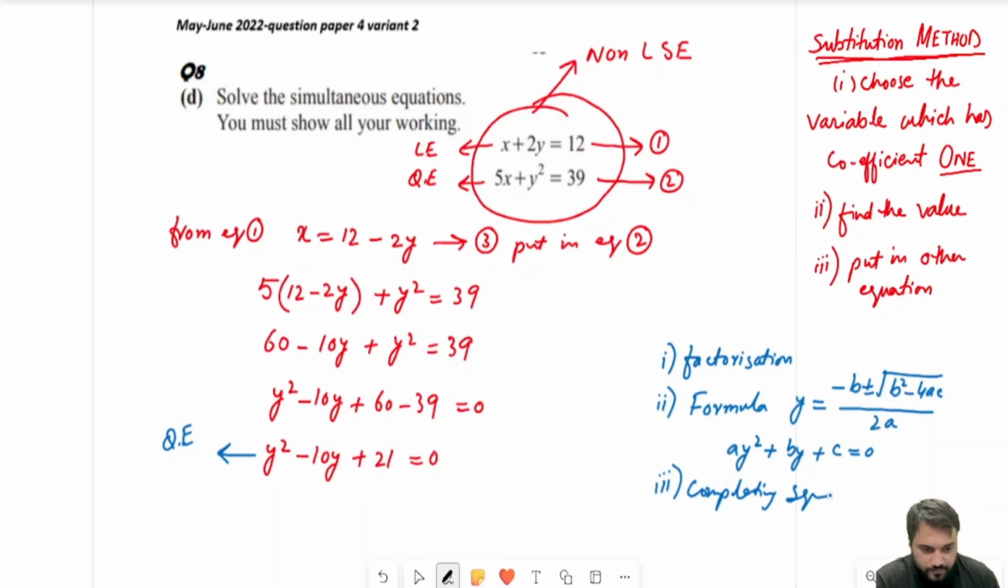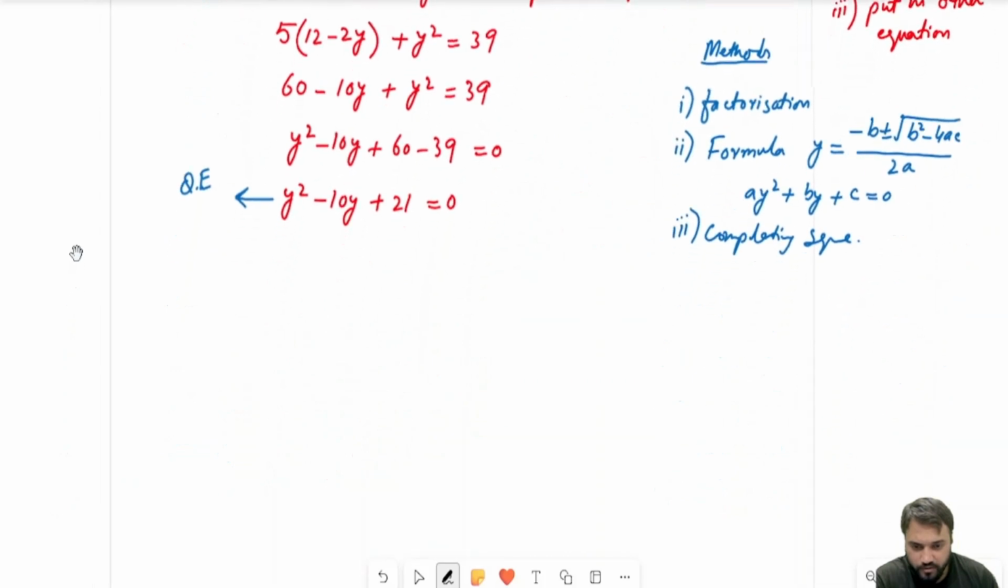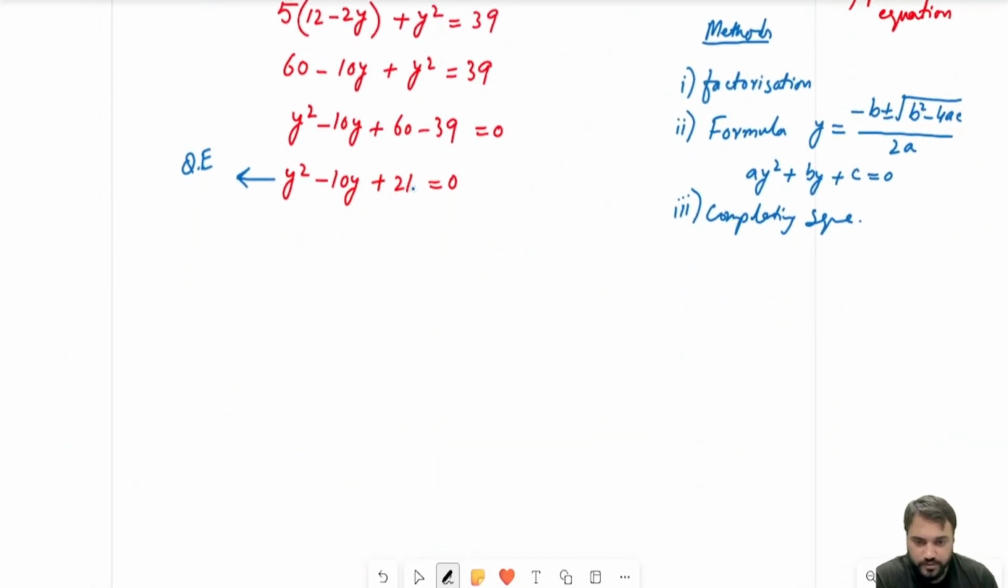Completing the square, that is our third method. You can choose one of these methods to solve a quadratic equation. I'm going for factorization. So 21 one time, the coefficient of y square. What is that? Coefficient of y square is 1 and the constant term is 21. We need to multiply it and we get 21, and we need to make factors of 21.